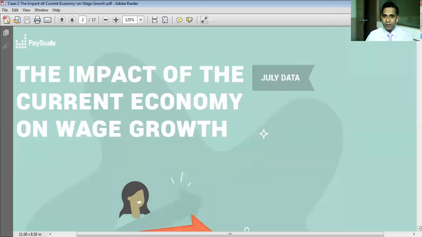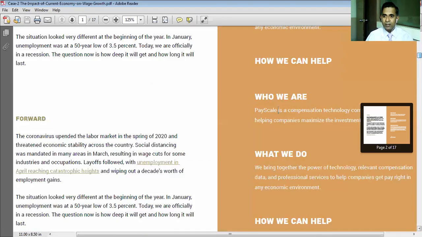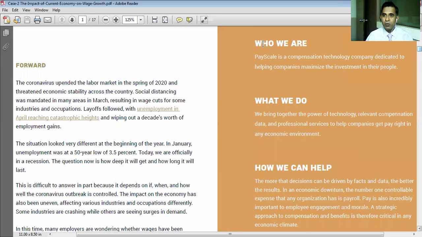Let me read the title of the paper again: The Impact of the Current Economy on Wage Growth. This is July 2020 data. First, some information about the company, who we are, meaning the publisher. It is a company called PayScale in America. PayScale is a compensation technology company, so they provide technology solutions for compensation problems to other companies. PayScale is dedicated to helping companies maximize the investment in their people. Investment in their people means compensation.